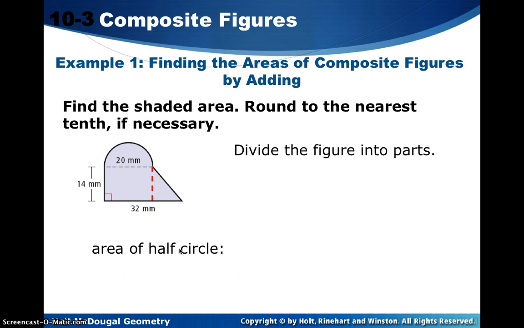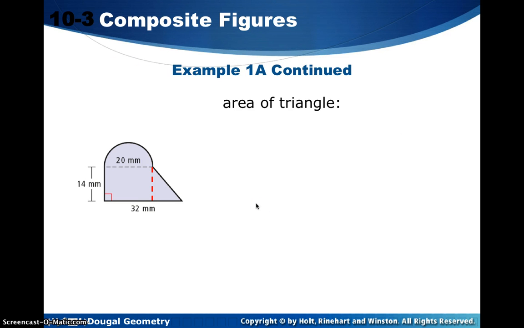So first, the area of the half circle. We know that the formula for the area of a full circle is pi r squared. Since we only have half of a circle up here, our area formula is going to be 1/2 pi r squared. Then we have to plug in the radius. The diameter all the way across here is 20, so half of that is our radius of 10. Plugging in 10 for r, we get that the area of the half circle is 50 pi.